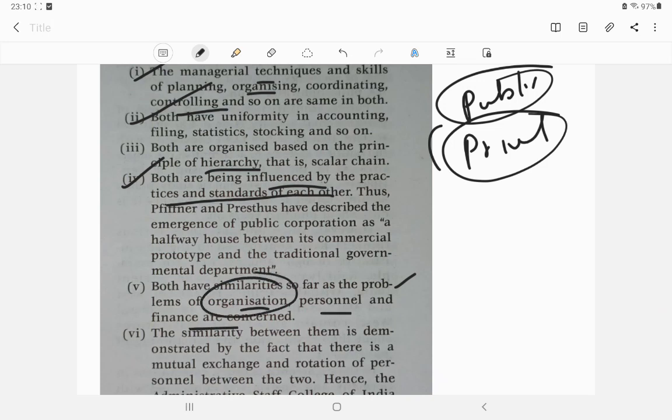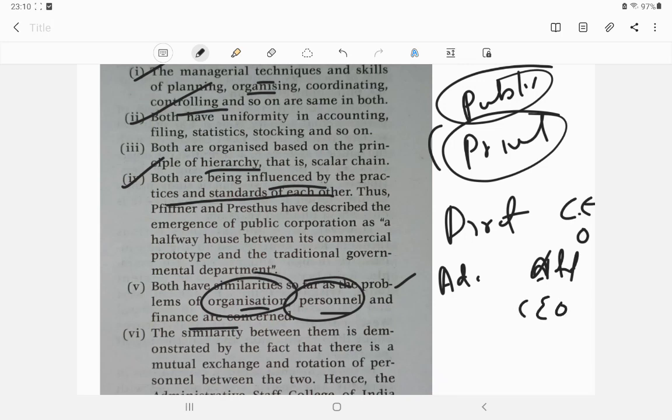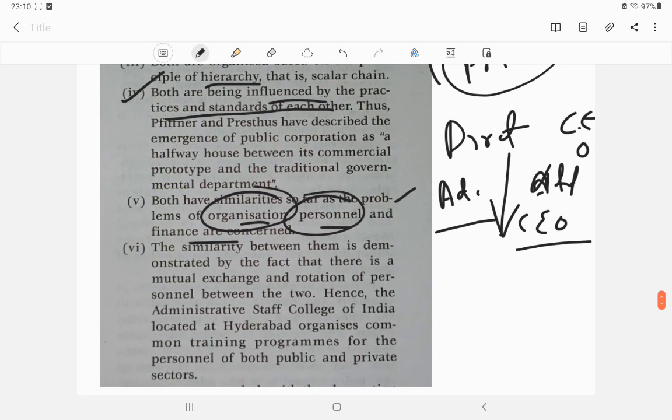In terms of organization, private and public are the same as personnel, meaning hierarchy. For example, a department has a director, a company has a CEO, and under them there are additional directors and additional CEOs, so both follow a hierarchy from top to bottom. Next, the similarity between them is demonstrated by the mutual exchange and rotation of personnel between the two. So with this, public and private administration has been completed.